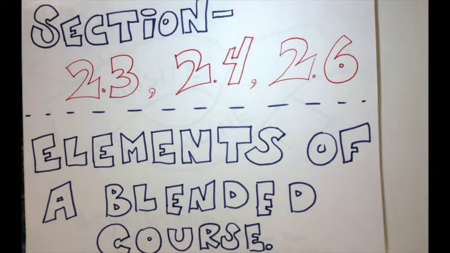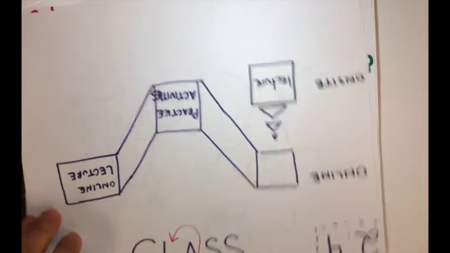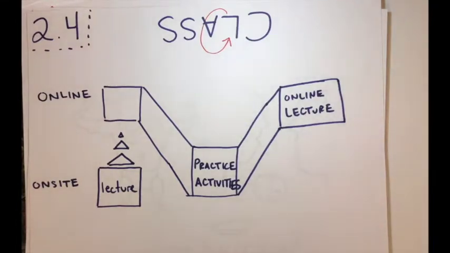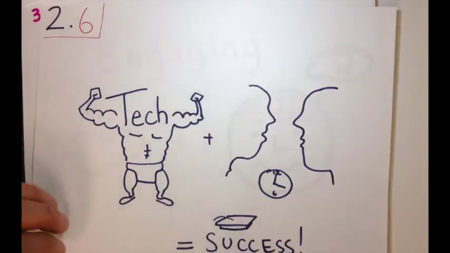For elements of a blended course, we're going to weave on-site and online instruction to create an asynchronous classroom. We need to flip the classroom so that lecture goes online. We practice our activities in class and they can continue online with the lecture. We're going to develop the strengths of technology to improve face time and have success.